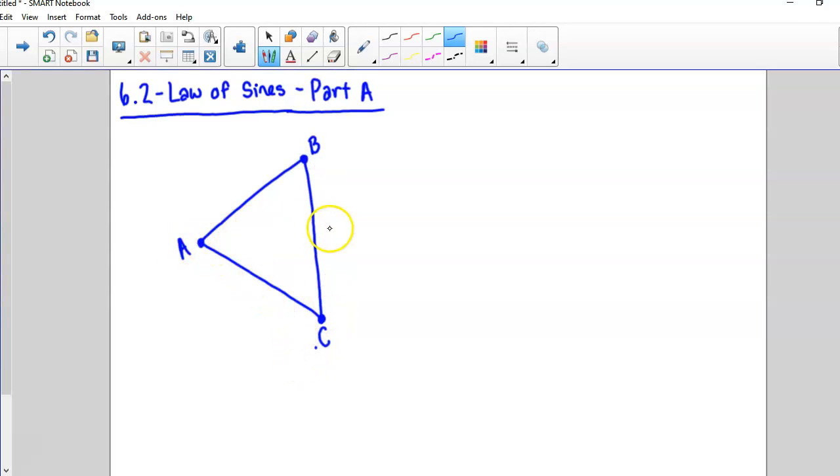And then if I want to label the lengths of the sides, I have a capital A right here, so I'm going to label the side across from the capital A lowercase a. So we use those lowercase letters for the lengths of the sides. So lowercase b would be across from angle B, and lowercase c would be across from angle C. And this is standard. You'll always see this. Of course, you'll see letters besides A, B, and C, but our law of sines is going to use A, B, and C.